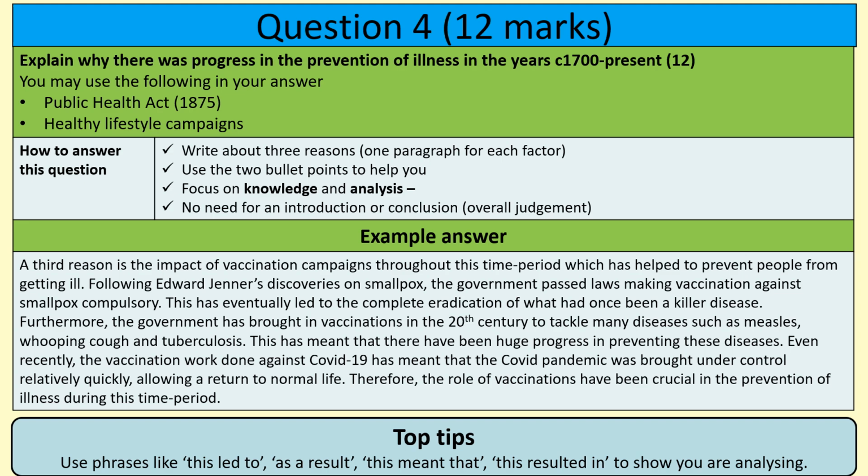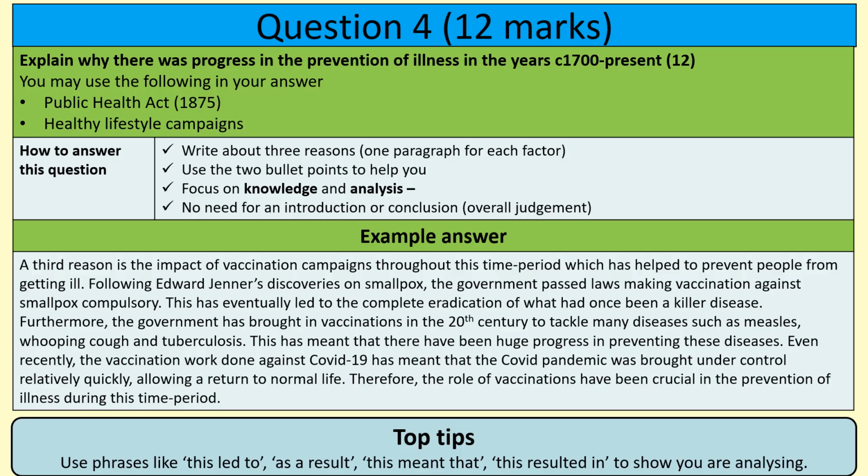Okay, third reason that we'll look at now is, and remember, you want to get that really good knowledge in here as well, and knowledge is kind of key events, key dates, key names, for example. So let's have a look at this one. A third reason is the impact of vaccination campaigns throughout this time period, which has helped to prevent people from getting ill. Following Edward Jenner's discoveries on smallpox, the government passed laws making vaccination against smallpox compulsory.